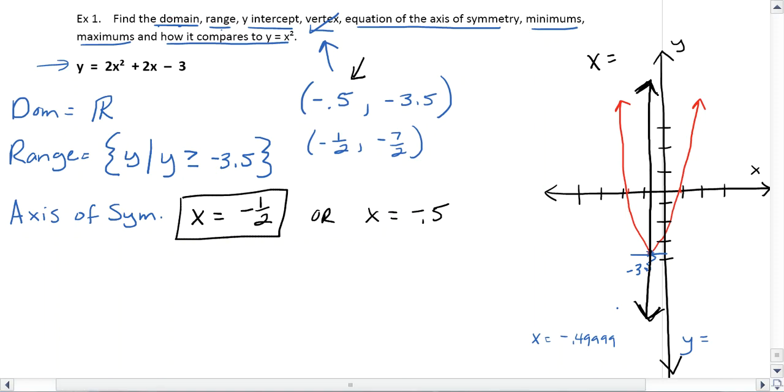So let's check off what we've done here. We've done domain, range, vertex, axis of symmetry. We did the minimum, which is the vertex. This graph keeps going in the positive direction. It has no maximum values. So what we have left here is the y-intercept, and to state how it compares to its parent equation.